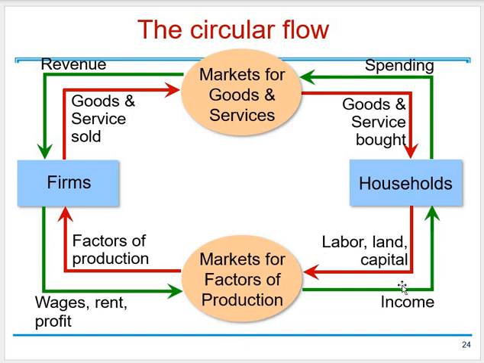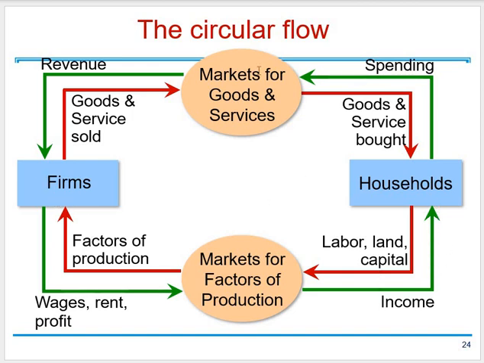And what happens in the factor market? The households provide labor, land, machines, or properties to the factor market, and firms purchase those from the factor market at the expense of rent, wages, or profit. So dollars go through the market of factors from the firms to the households in the form of wages, which are costs to firms or income from the household's perspective.